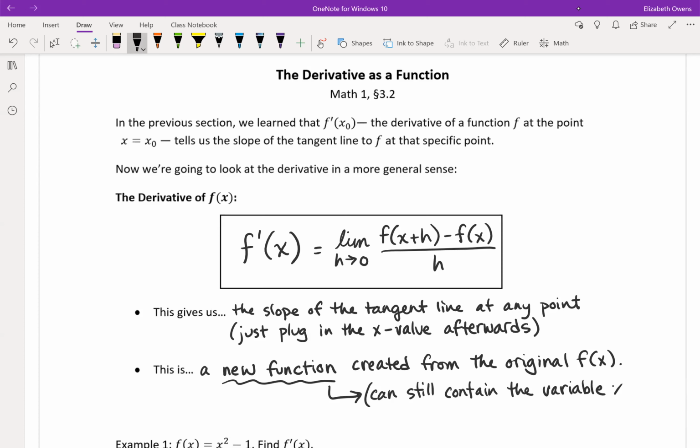So you can do this calculation, compute the derivative. It's going to be the formula for a new function that can still contain the variable x. And then if you want to find the slope of the tangent line at any point, you would plug in the x value of your choice afterwards. All right, so in the next video, we'll see what this looks like.